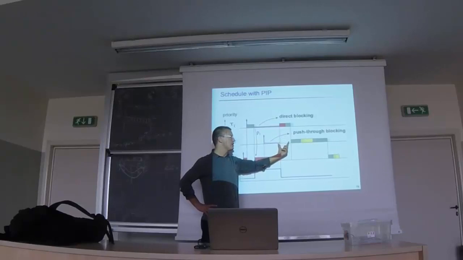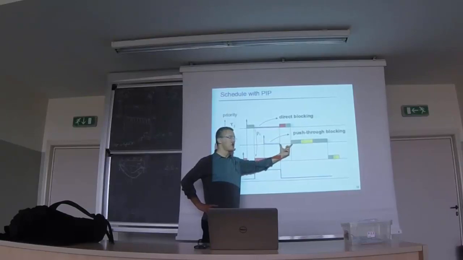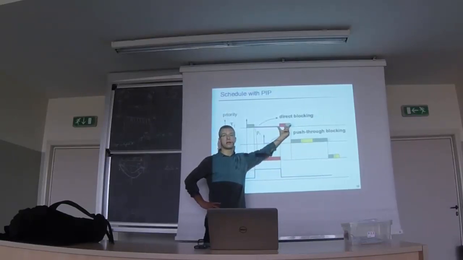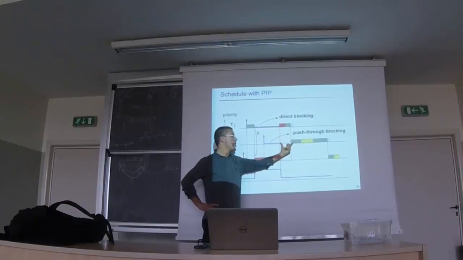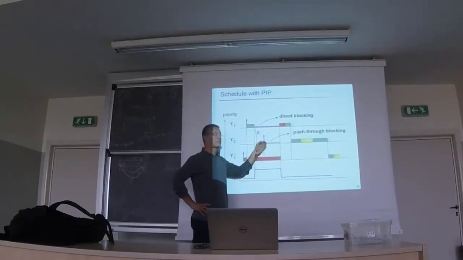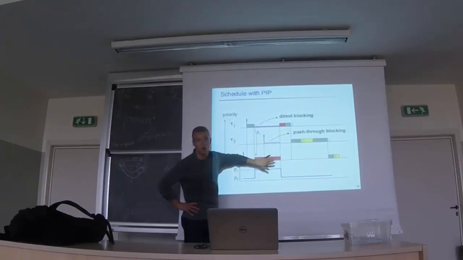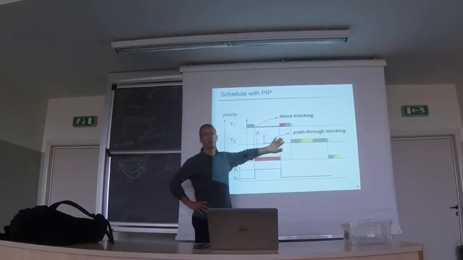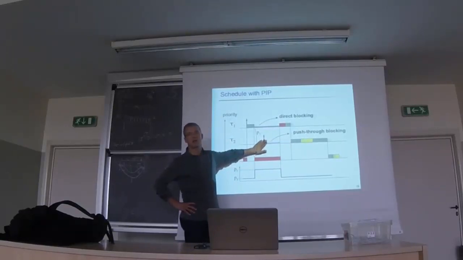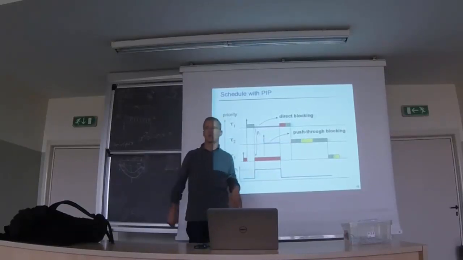What is interference? Interference is when I'm ready, I have something to execute here, but I'm not executing because of a higher priority task. This is interference. Blocking is when I have something to execute, but I'm not executing because of some lower priority task. Interference is a normal thing. Blocking is something that I try to avoid because it inverts priorities.